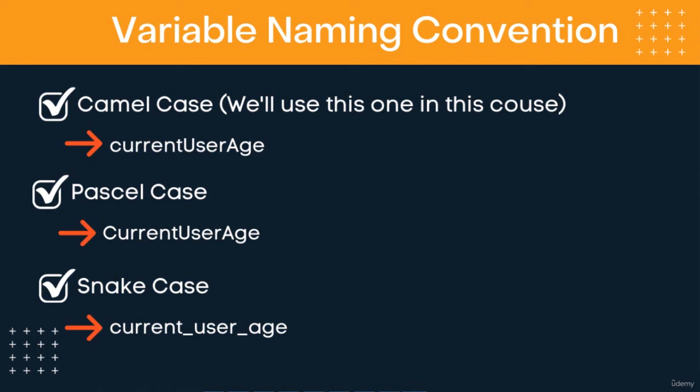That means it starts with a small letter, and then there is Pascal case. In Pascal case, every main word starts with a capital letter, like CurrentUserAge, where C is capital, U is capital, and A is capital. Another one is snake case, where I use current_user_age with underscores. That is the simple rule you have to follow. As I told you, for this course most of the time we'll use variable names in camel case.